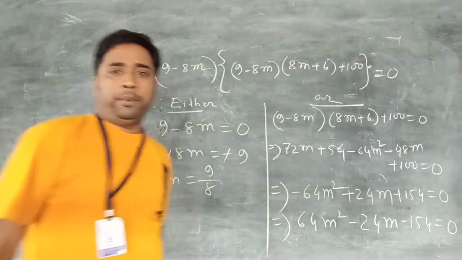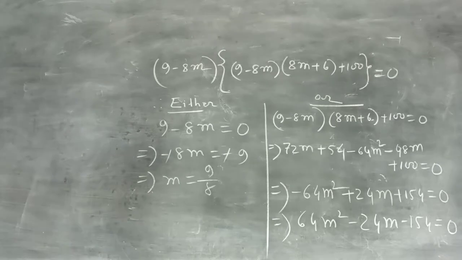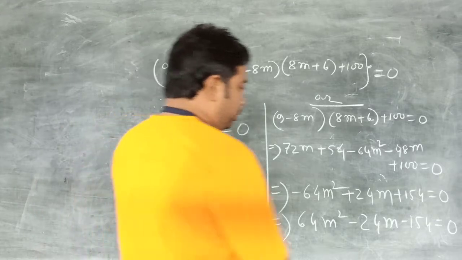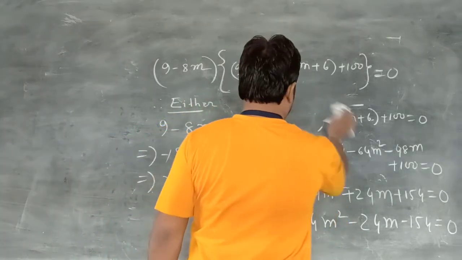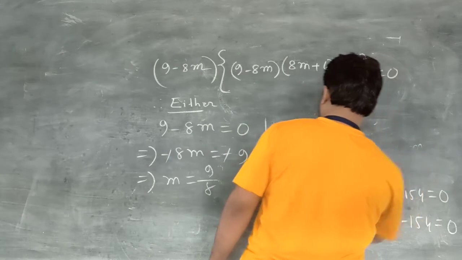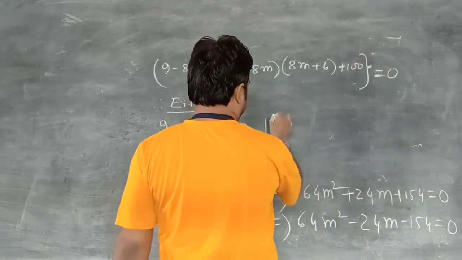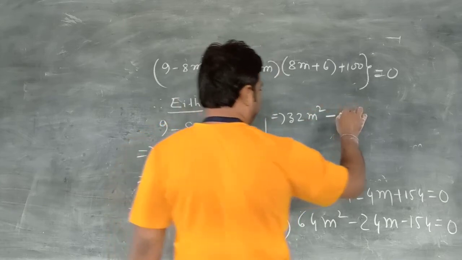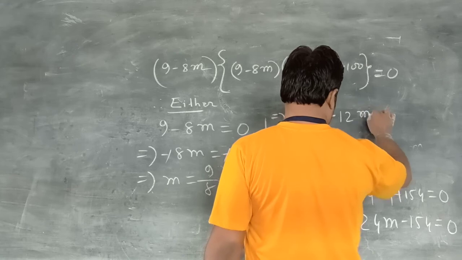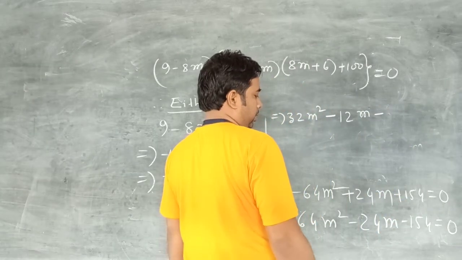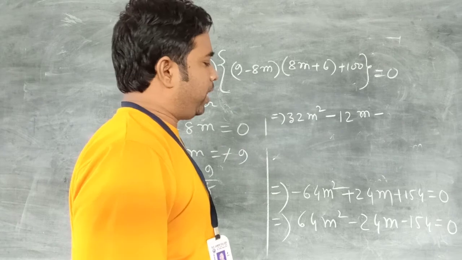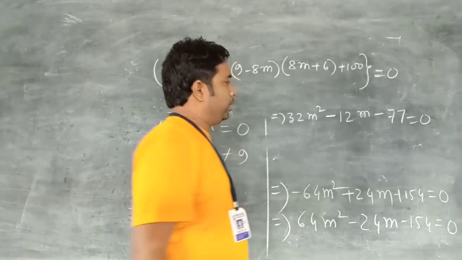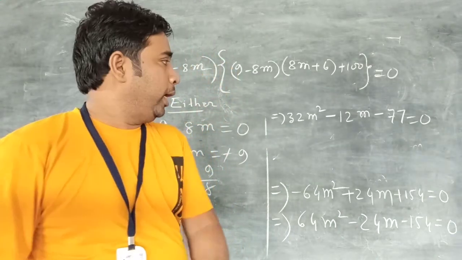So if we apply middle term factor here, we shall get the value of m. Now we can divide all the numbers by 2 here. If we divide all the numbers by 2, what we shall get? This is 32m square minus 12m minus 77 equal to 0. Now apply middle term factor formula and you will get the answer.